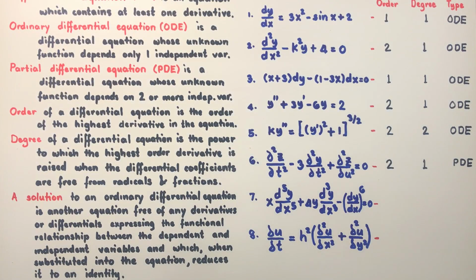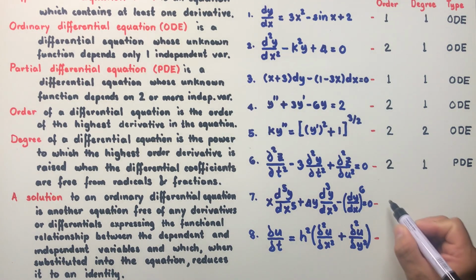Number 7, x times the fifth derivative of y with respect to x plus 4y times the third derivative of y with respect to x minus the sixth power of the derivative of y with respect to x is equal to 0. So what is the order of this differential equation? The order is 5. Why?